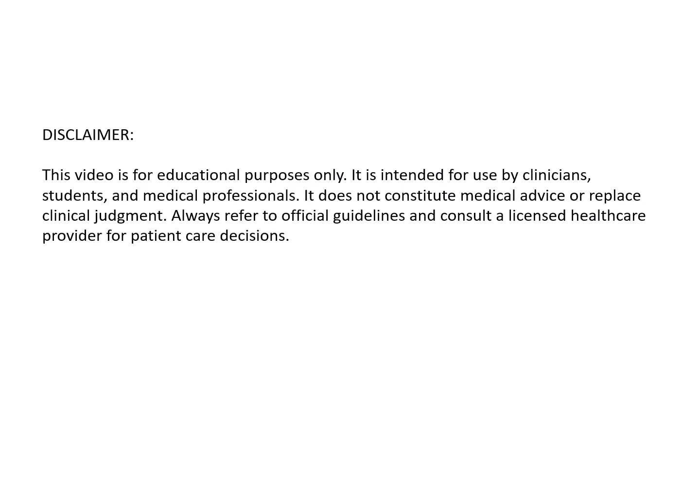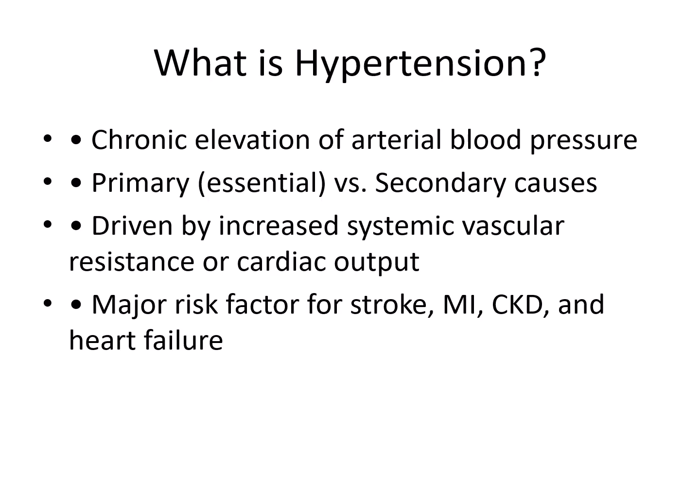Here is my disclaimer. Now, what is hypertension? Hypertension is a chronic elevation of arterial blood pressure. It is categorized into primary or essential hypertension, which makes up around 90 to 95% of cases, and secondary hypertension, which results from another condition like renal artery stenosis or hyperaldosteronism. The core mechanism often involves increased systemic vascular resistance or cardiac output. Clinically, it's one of the most powerful modifiable risk factors for heart disease, stroke, kidney failure, and death.